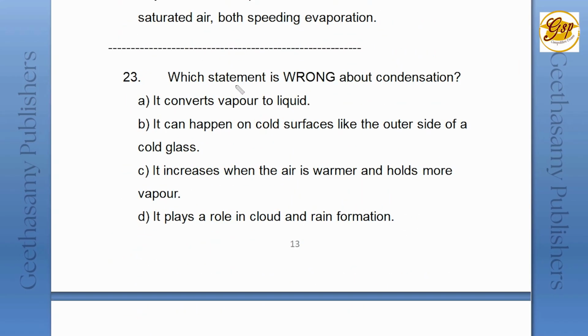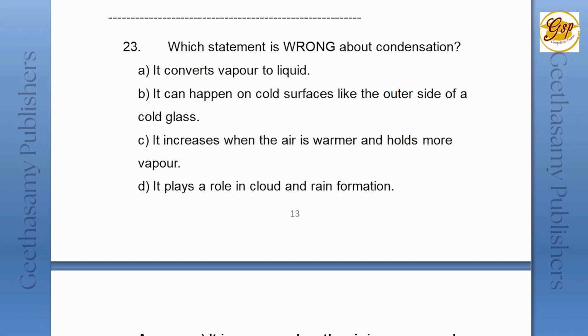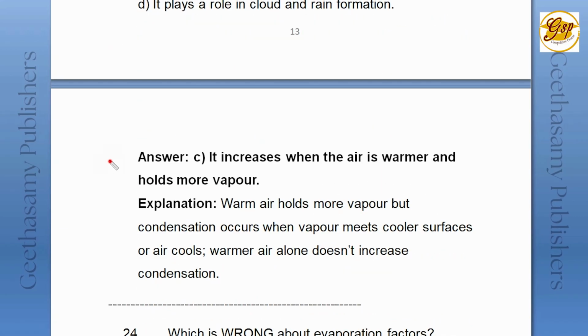23rd question. Which statement is wrong about condensation? It converts vapor into liquid. It can happen on cold surfaces like the outer side of a cold glass. It increases when the air is warmer and holds more water vapor. And it plays a role in cloud and rain formation. So the correct answer is: it increases when the air is warmer and holds more vapor.